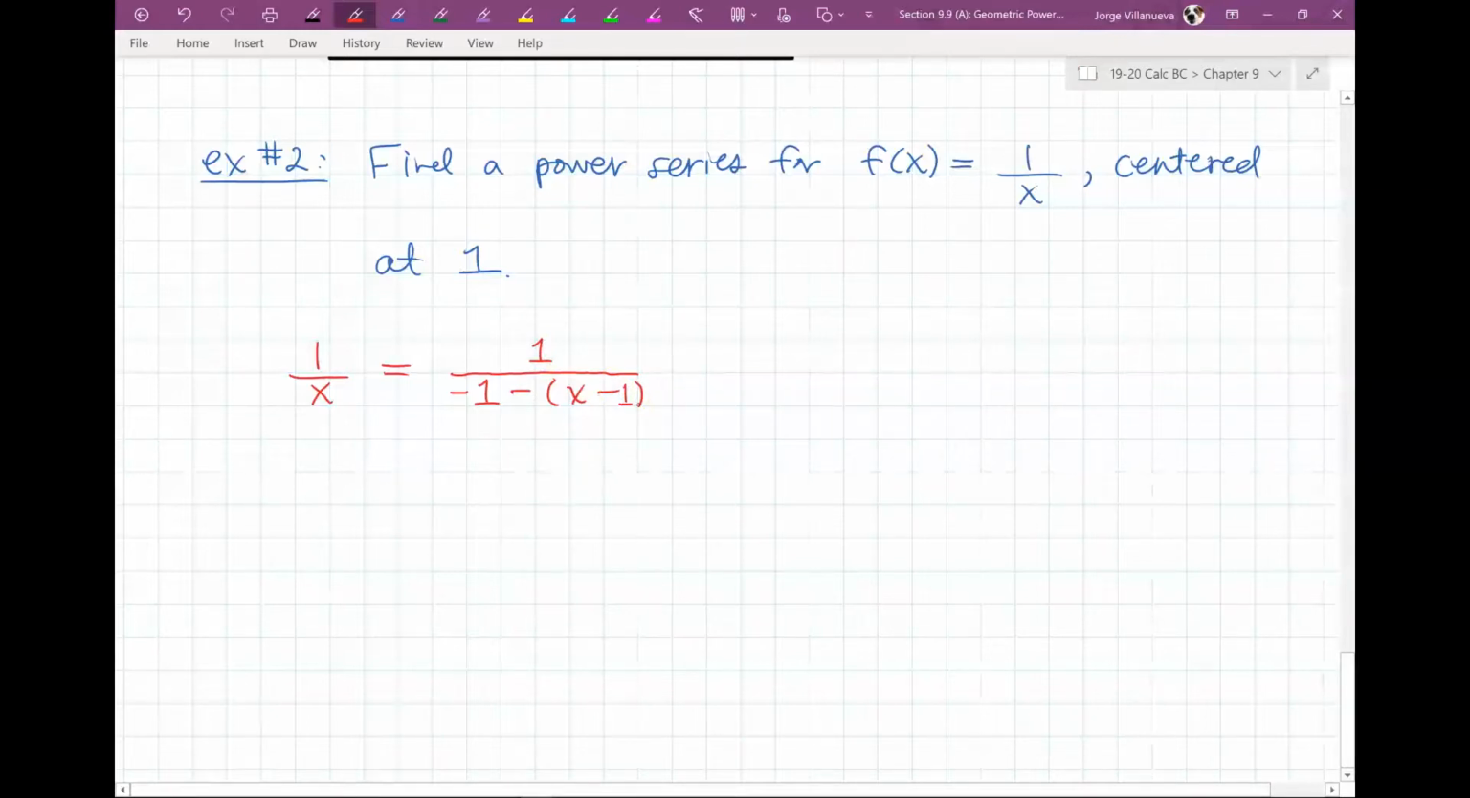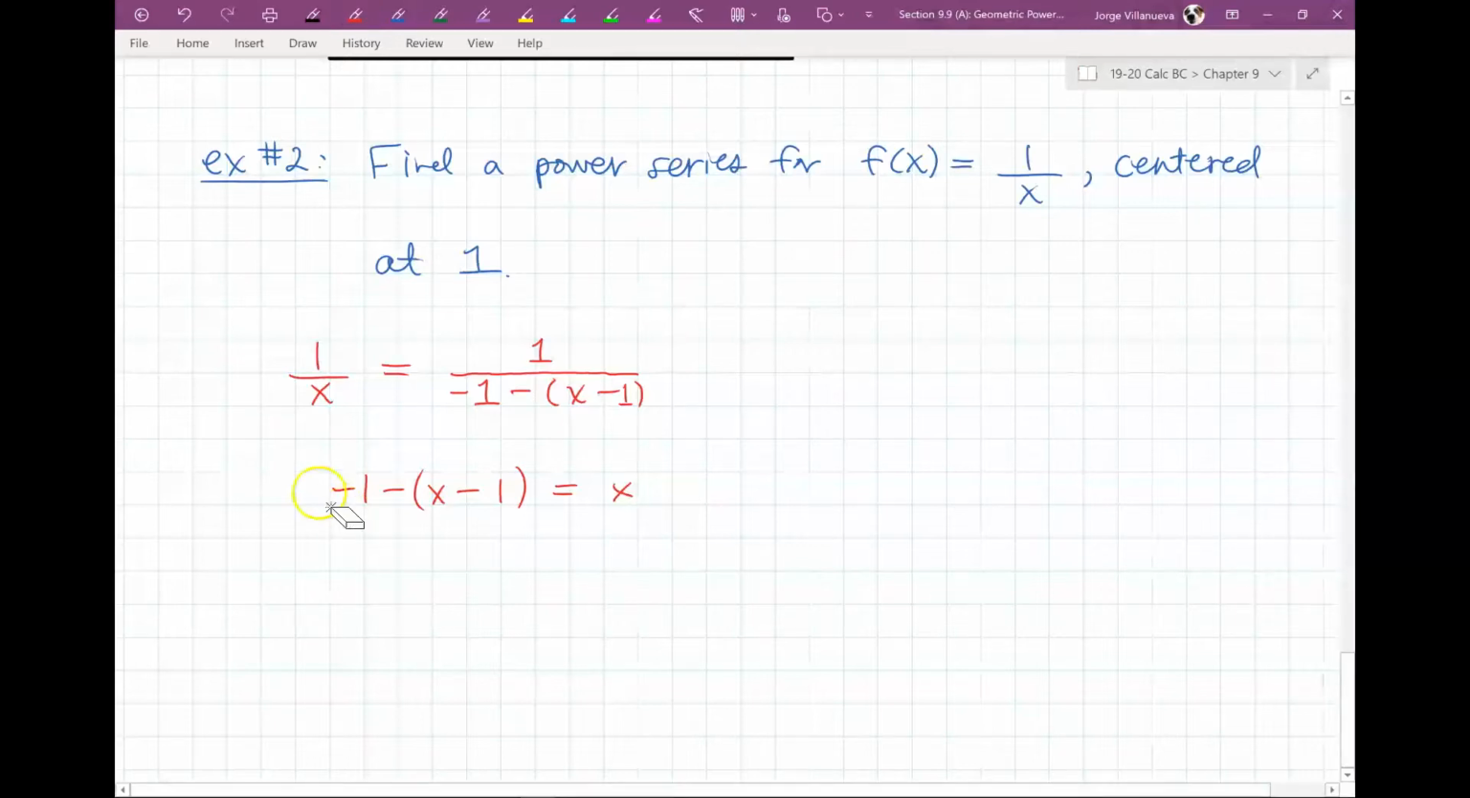Now, if I simplify the bottom, negative 1 minus x plus 1, you guys notice anything kind of weird with that? Does that simplify? Negative 1 minus x minus 1, does that equal x? It's negative x. So something's off.